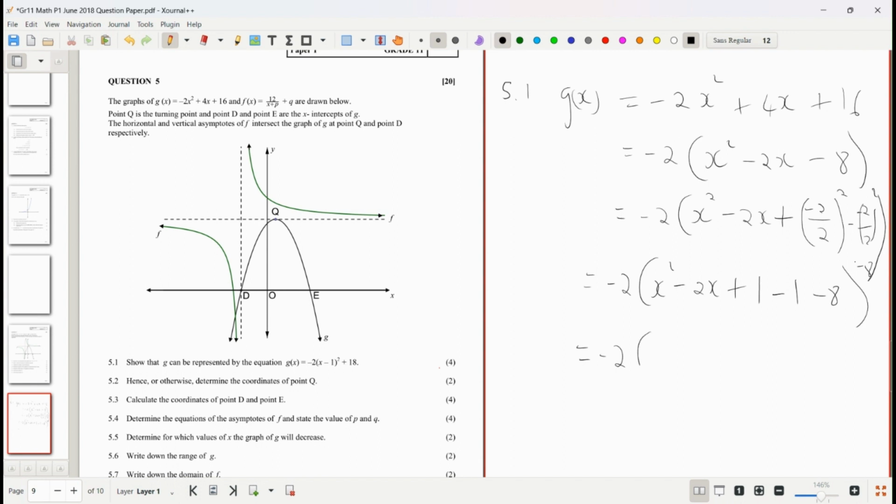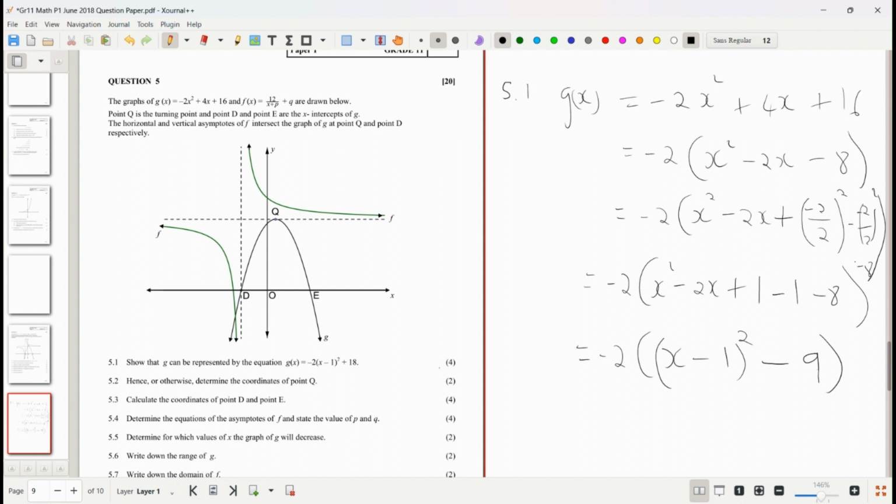So we have negative 2. What we need to do now is to simplify. What do we know? We know that this x squared minus 2x plus 1 will equal x minus 1 squared. Okay, x minus 1 squared. So negative 1 minus 8 will give us negative 9. So we have negative 9 here.